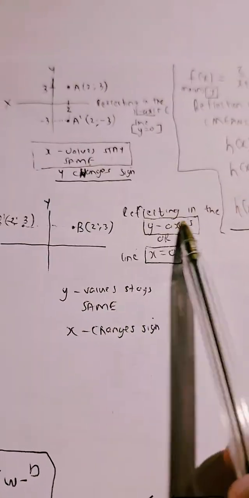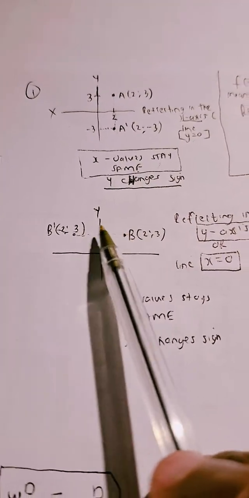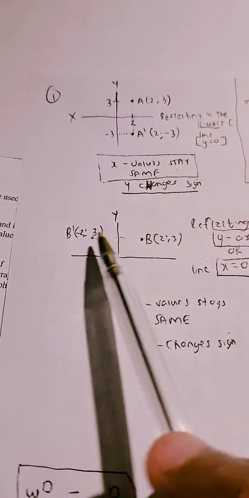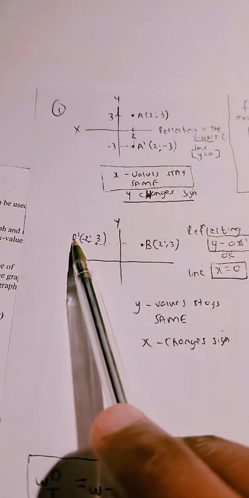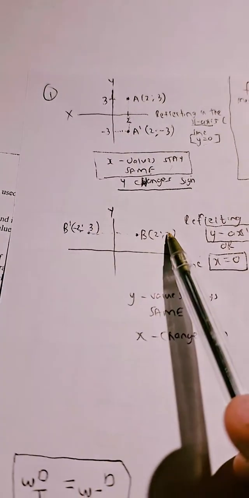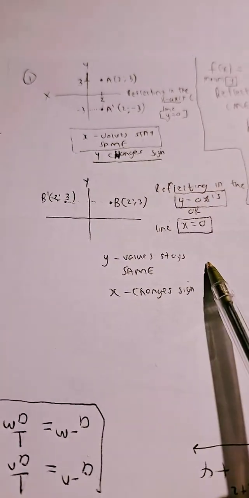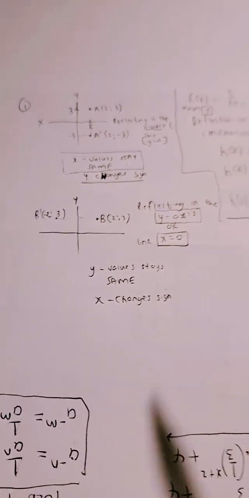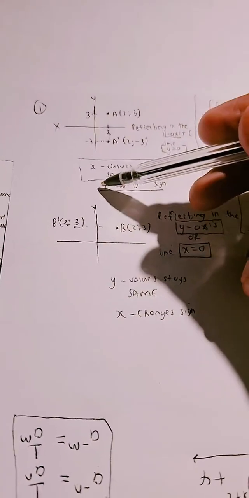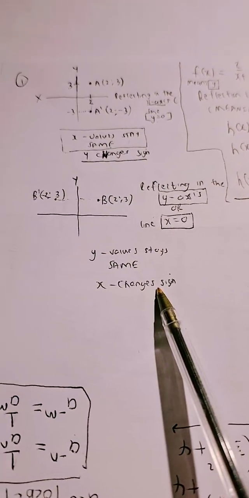Then, reflection in the y-axis. Different concept. Now we have B that has changed. If we look at B, 2 and 3, and you look at B reflected along the y-axis, that means who stays the same this time round? It's y that's staying the same. Who changes? It is x, the sign of x. y stays the same, x changes sign. That means we are equidistant again from the line of reflection. Make sense? So reflection in the y-axis means the y value stays the same, x changes sign.